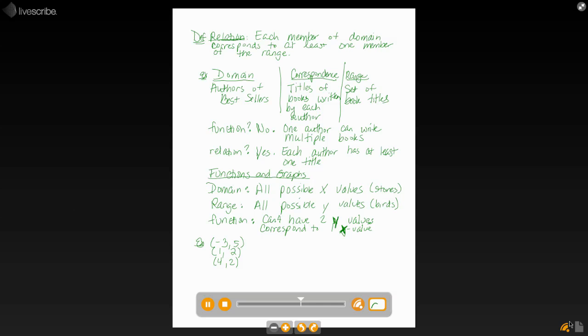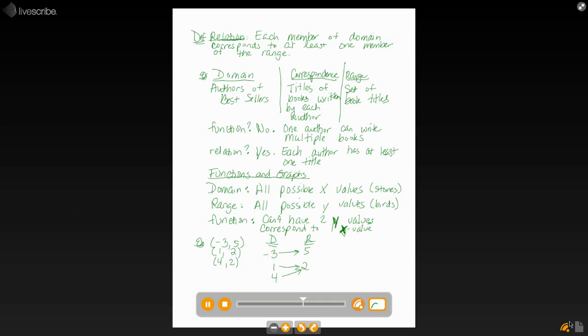So now looking at that, what is my domain? All the possible x values. Can somebody tell me all the x values? Okay. And what's my range? 5 and 2. Those are the only two, right? Okay. Everybody good so far? And we've got -3 corresponding to 5. You've got 1 corresponding to 2. And you've got 4 corresponding to 2. Okay. So far so good?